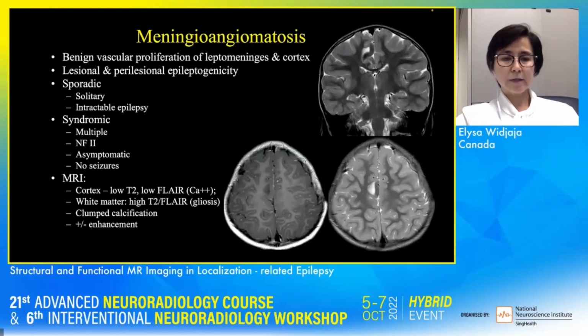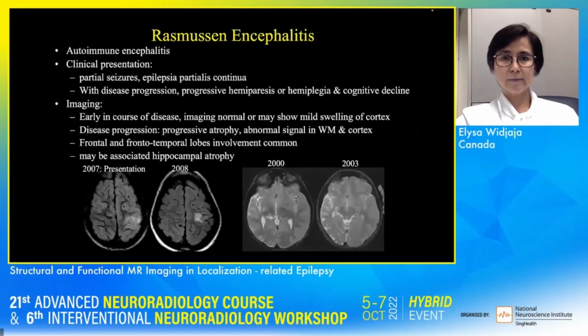On MRI, the lesion demonstrates lower T2 and lower FLAIR signal in the cortex due to the presence of calcification. The white matter demonstrates higher T2 and FLAIR signal due to the presence of gliosis. Occasionally, you may see clumped calcification, and enhancement may be seen in some cases.